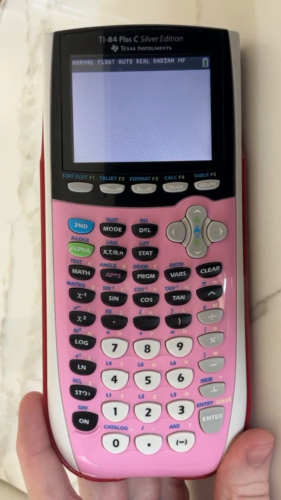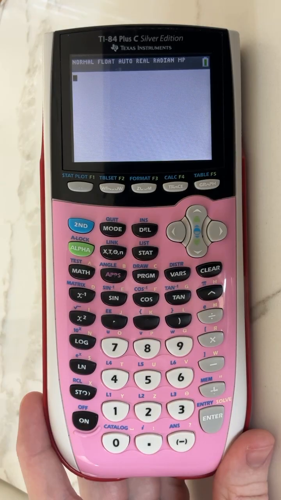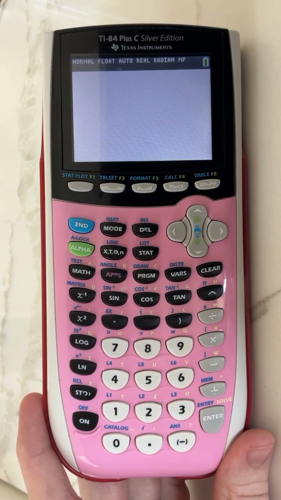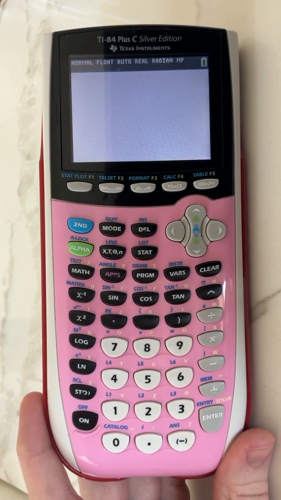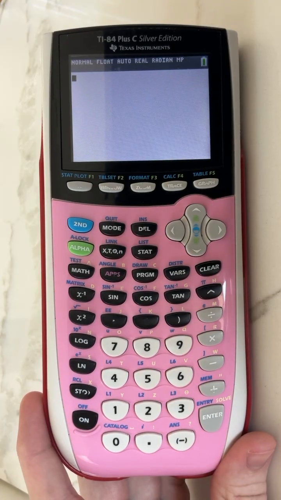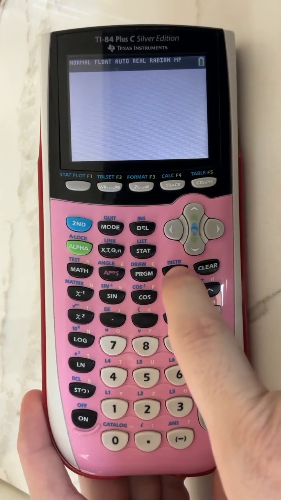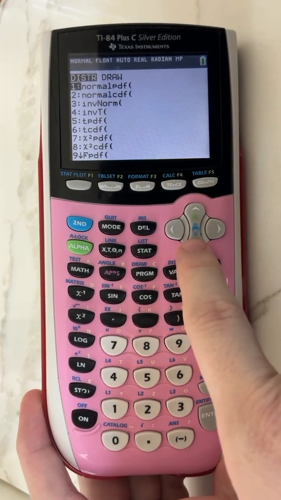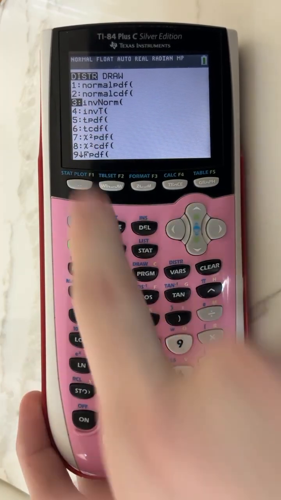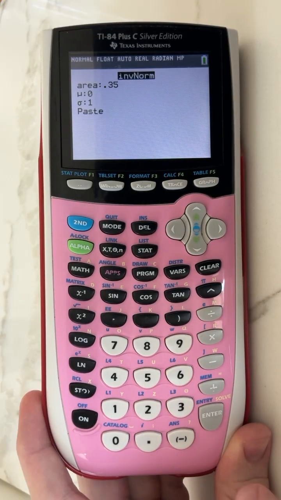Now, what if you already have the area under the normal curve you'd like, but you want to find the z-score or x value that gives you that area in the TI-84? Well, you can do that too, using 2nd VARS, DISTR, distribution, and we'll go down to the inverse normal. So that's the 3 here, we'll press enter.